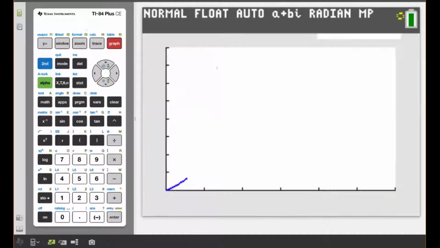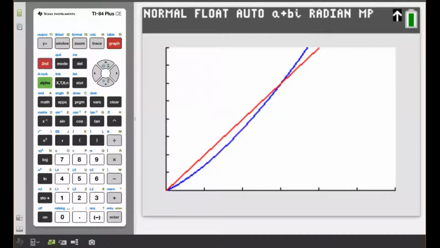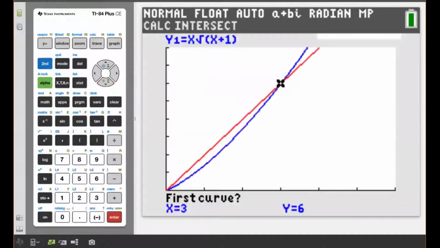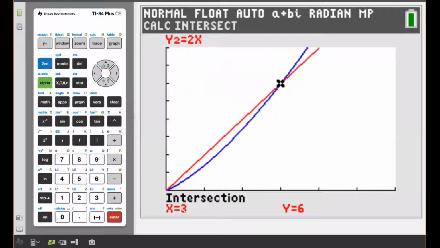All right, so if we go back to the graph, the first thing that I want to do to calculate my area is to find the point where those 2 functions intersect. So if I go second calc down to number 5 this time for the intersection point, I need to hit enter once on my first function, once on my second function, and then around about in the middle. And I can see there I have an intersection point where x equals 3 and y equals 6.